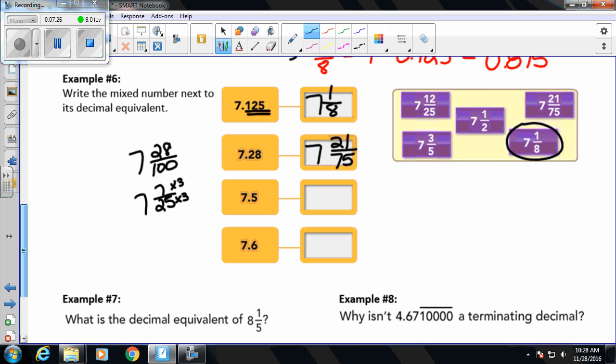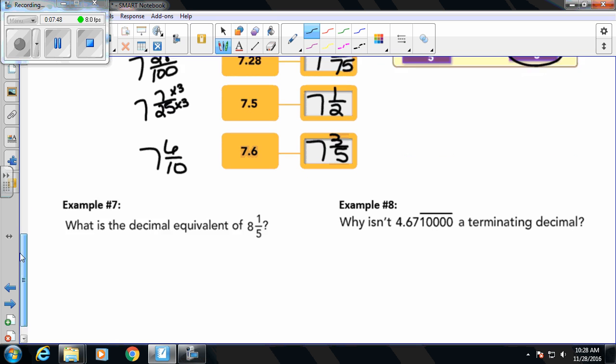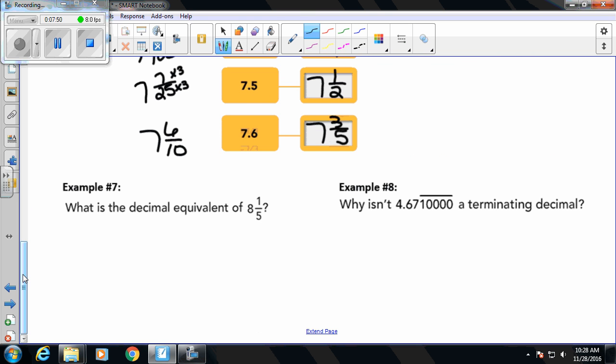For 7.5, we know it's 7 and 1/2. That was a nice easy one for us. 7.6 is 7 and 6/10, and I know 6/10 can reduce down to 3/5. So 7 and 3/5. I want you to look at examples 7 and 8 for me, and then we are going to come back.